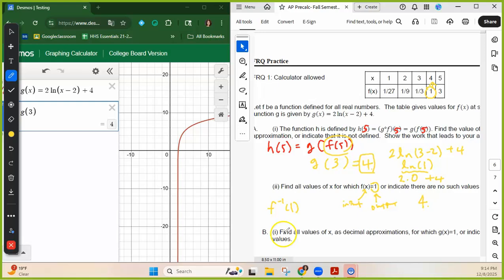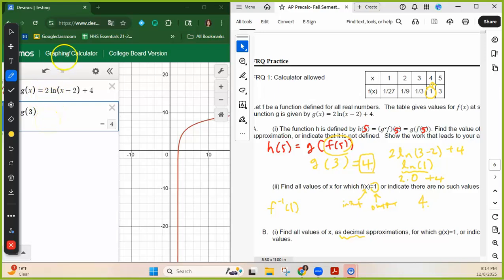Just bonus knowledge. Letter B, find all values of x as decimals. Okay, so that tells me I probably want to use my calculator. Such that g of x is equal to 1. Which one is g of x? This one right here. Which I already typed on my decimal. I just told the decimal what that is.